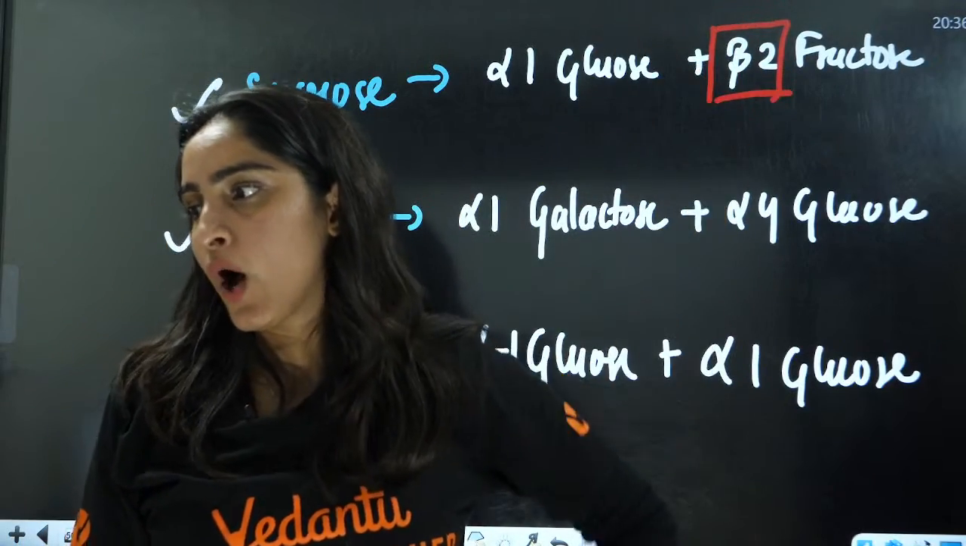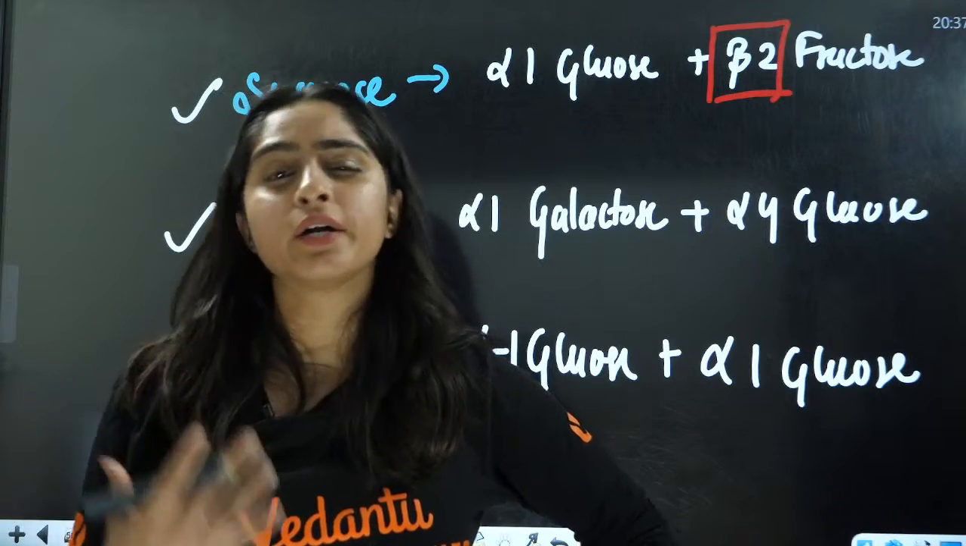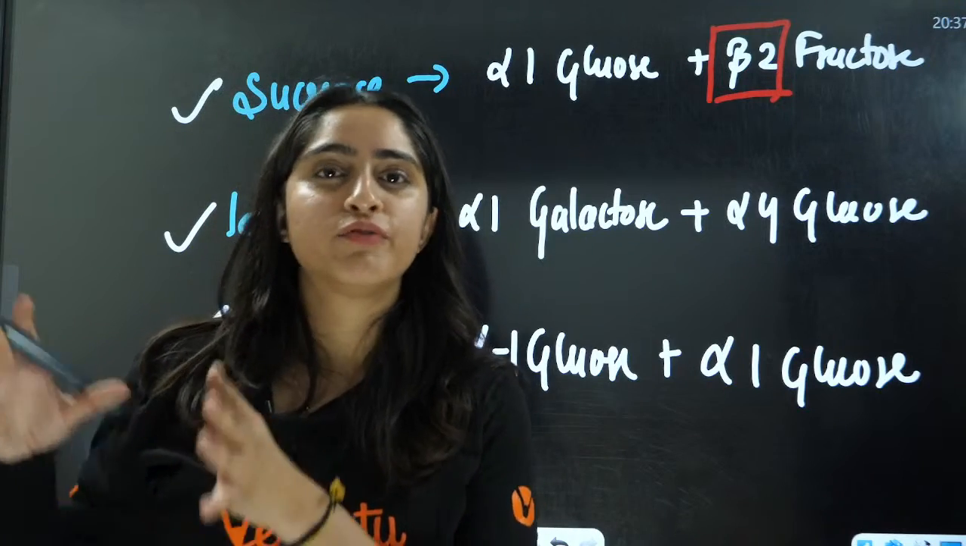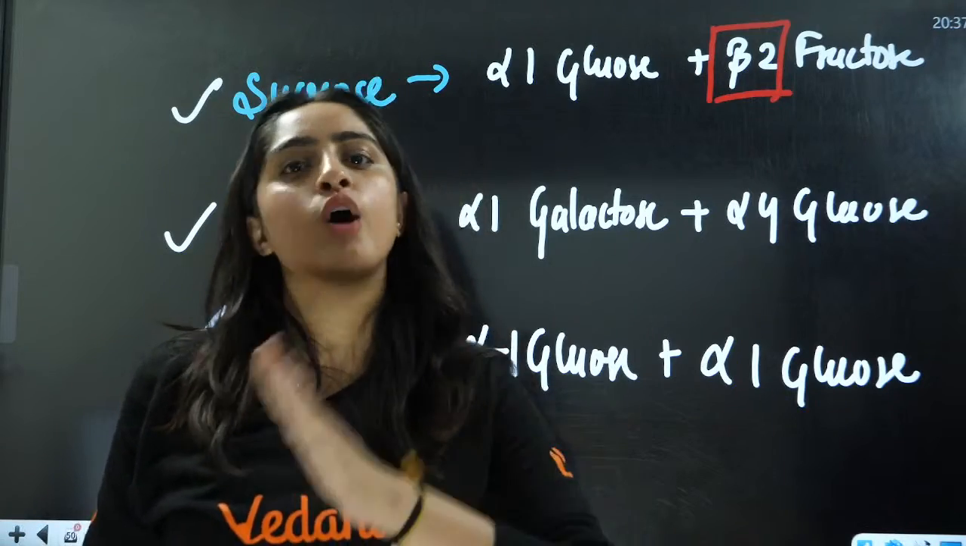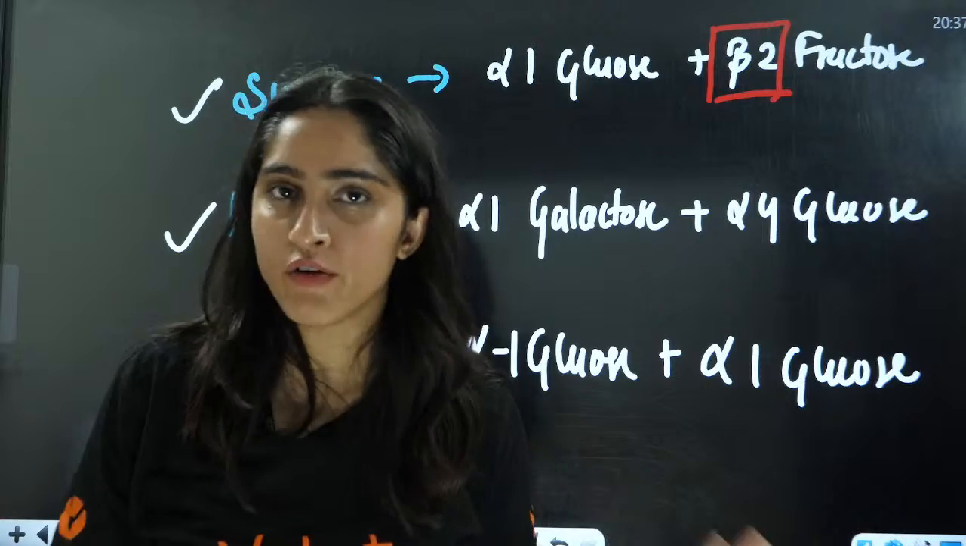Reducing sugars are those where Tollens' test and all those tests are followed, Fehling's test is followed. Non-reducing sugars are those where these tests are not followed.